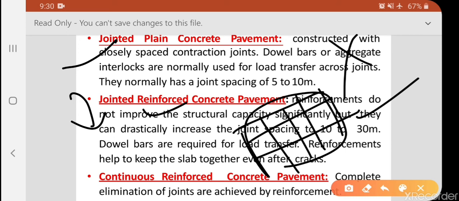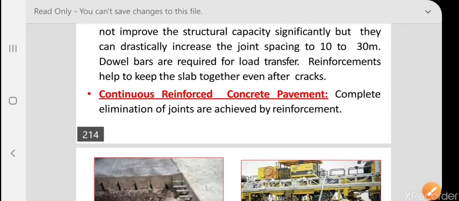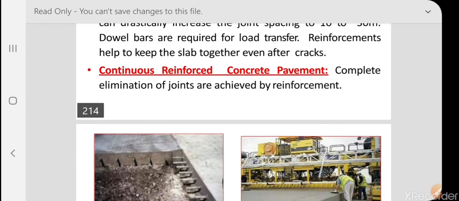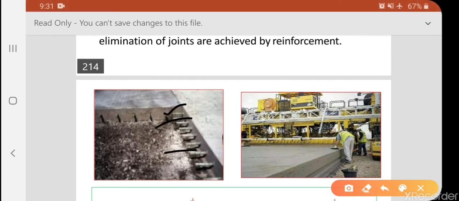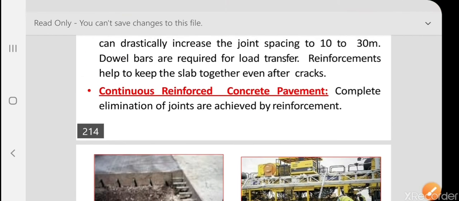Reinforcement does not improve the structural capacity, but it can drastically increase the joint spacing from 10 to 30 meter. Dowel bars are required for load transfer. These are the reinforcements that help keep the slab together without cracks. See here, these are the reinforcement bars. This is how it looks before placing the concrete, and this one is after placing the concrete.